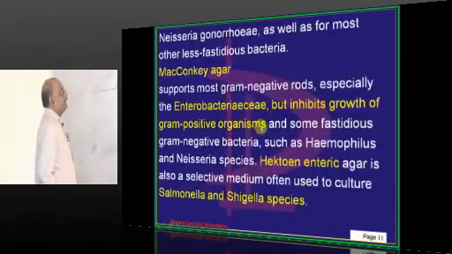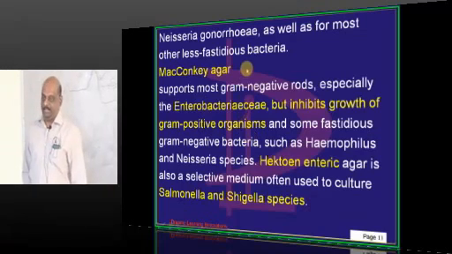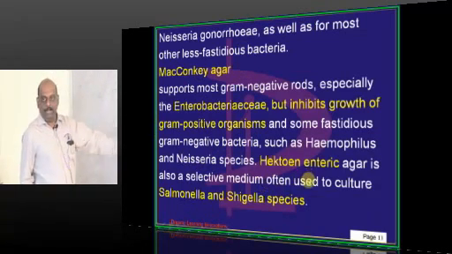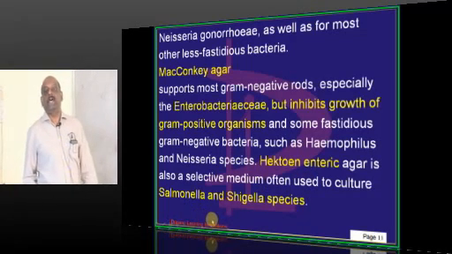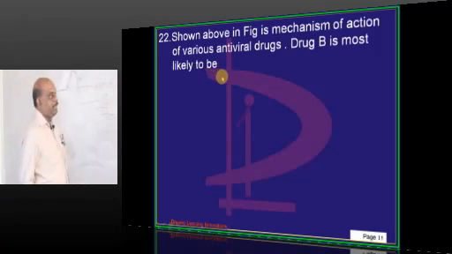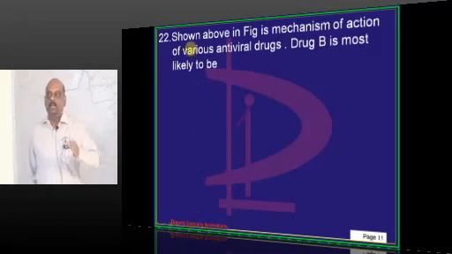for the discovery. MacConkey agar is used for the Enterobacteriaceae, E. coli, etc. And Hektoen enteric agar is the one which is used for Salmonella and Shigella, is what you need to basically remember.